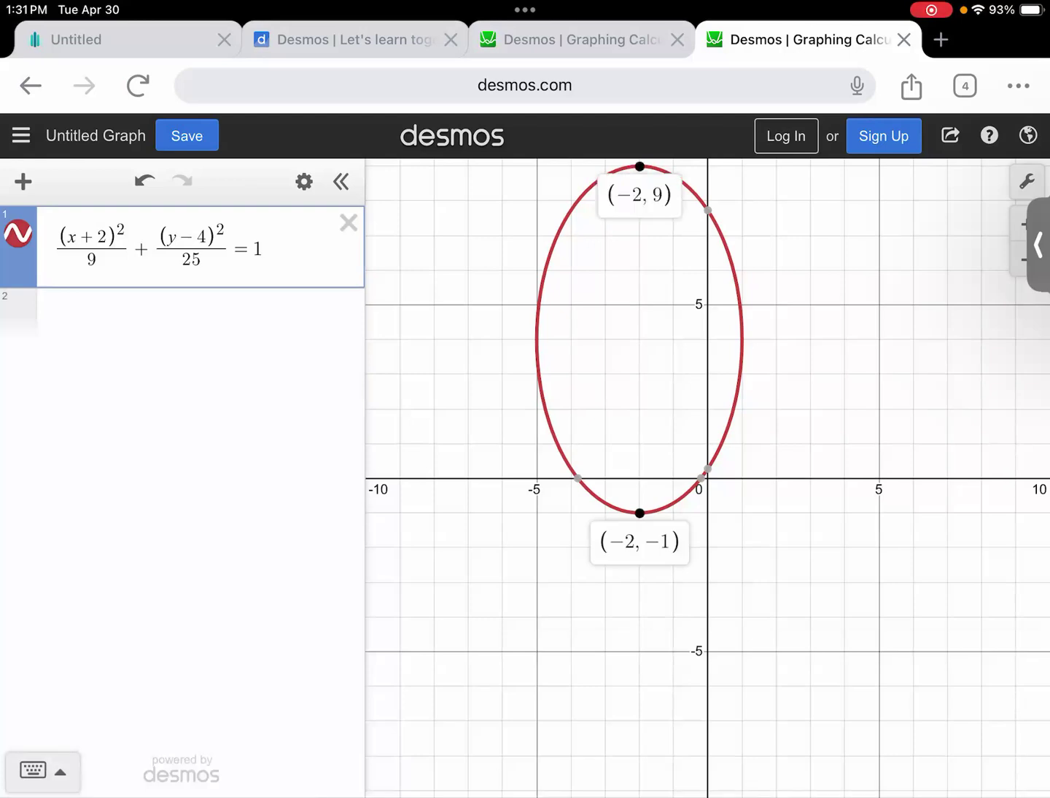It's got your X and Y axes. Notice it doesn't identify them over here. So you want to understand the standard form and what's happening just to match it up with the picture.